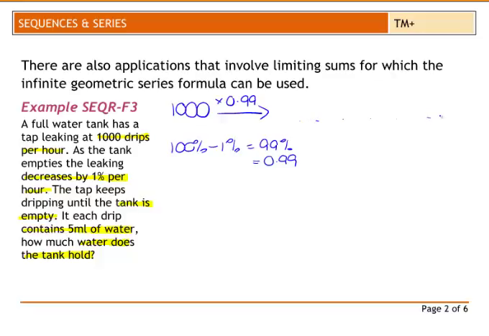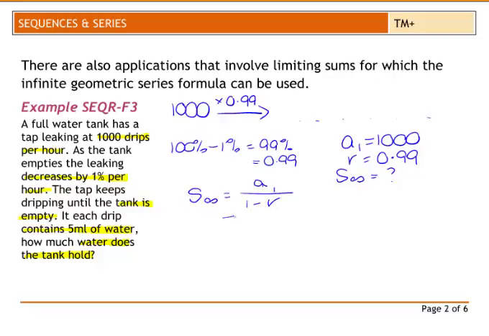So my A1 is 1,000, my R is 0.99, and I want to find S infinity, because I want to add up all the drips. So S infinity is A1 over 1 minus R. Plugging in my information, I get 1,000 over 1 minus 0.99. Put that in your calculator and you get 100,000. So that's 100,000 drips, how many drips I have in total.